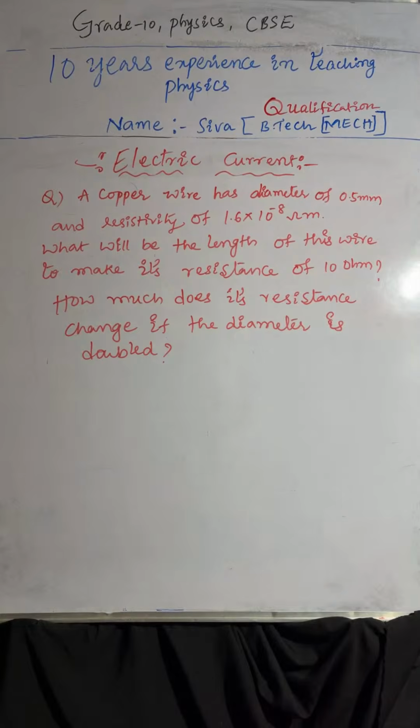A copper wire has a diameter of 0.5 mm and resistivity of 1.6 into 10 power minus 8 ohm meter. What will be the length of this wire to make its resistance 10 ohm? How much does its resistance change if the diameter is doubled? Find out. Diameter is given, from that we can find out radius. So resistivity is given.